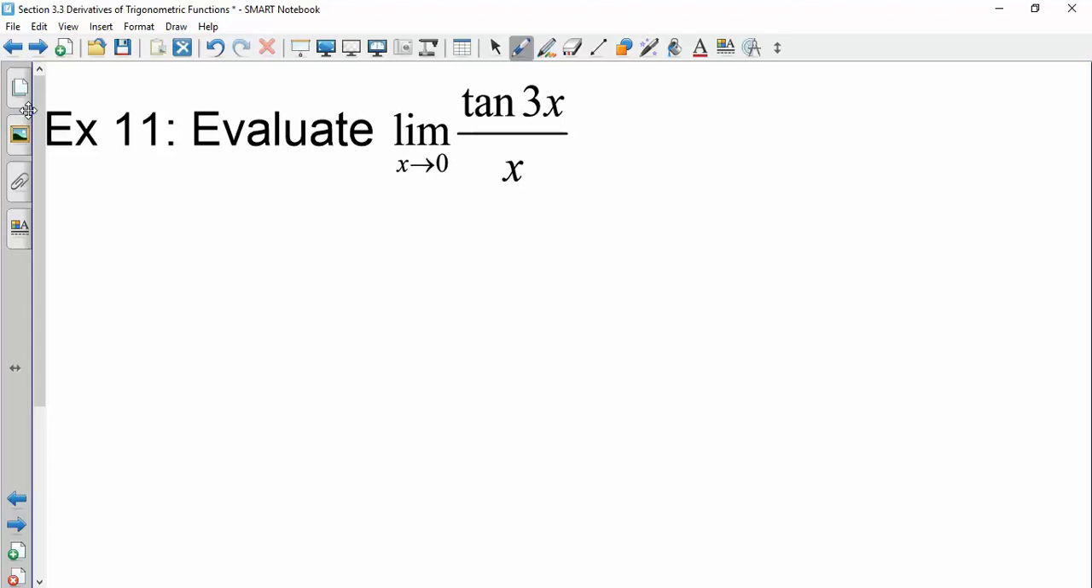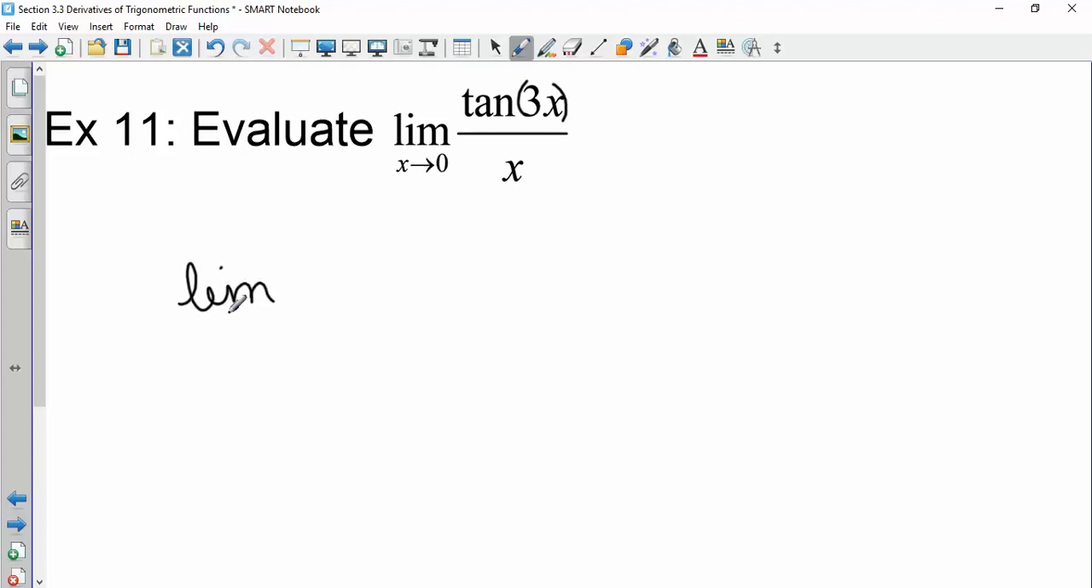All right. So the limit as x approaches 0, tangent 3x over x. Can I just plug in my 0? No, because I get tangent of 0 divided by 0, and we can't do that. So, any thoughts on what we could do? Okay. We are going to do that, but not yet. We can't separate this angle. 3x, can't do anything about that.